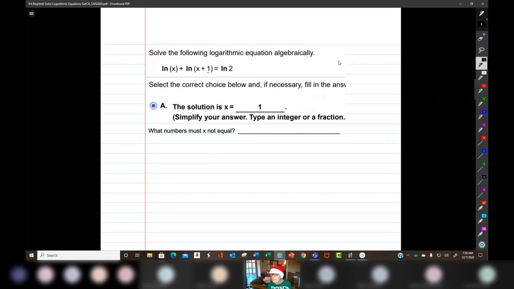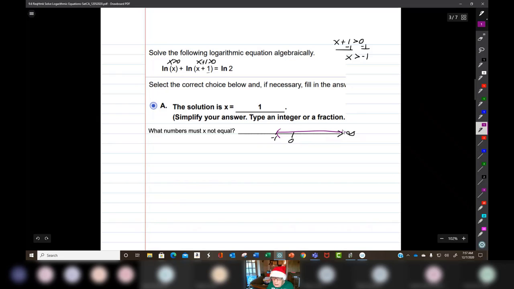But first, let us not hurry. We have to look at each argument and decide what x has to equal for us to accept the solution. x is strictly greater than 0, and x plus 1 is strictly greater than 0. If x plus 1 is strictly greater than 0, then we subtract 1 from both sides, and we get x is strictly greater than negative 1. So we make a quick little number line. Here is 0. Here's negative 1. All the numbers strictly greater than negative 1 are to the right of negative 1. And all the numbers greater than 0 are to the right of 0.